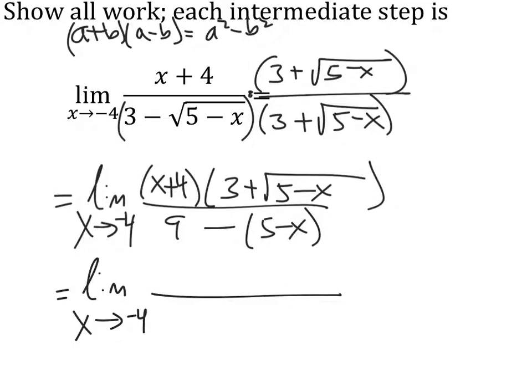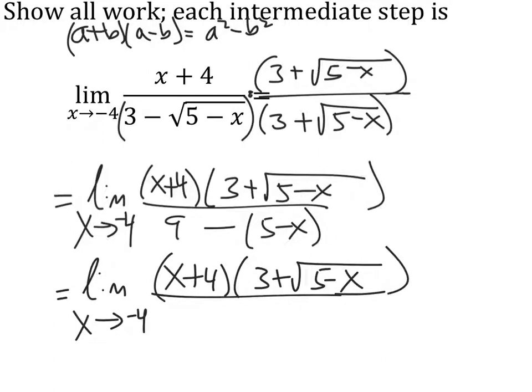We now have the top x plus 4 times this. Don't try to distribute this out. Remember, 4 is the problem that we're trying to get rid of. So we're hoping that this bottom simplifies to x plus 4. And if we distribute this, we get 9 minus 5 plus x. And so that's going to be a 4 plus an x. And these are going to cancel out.